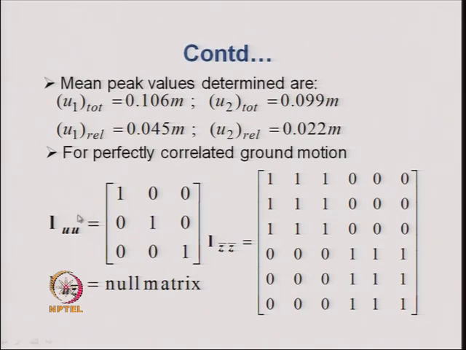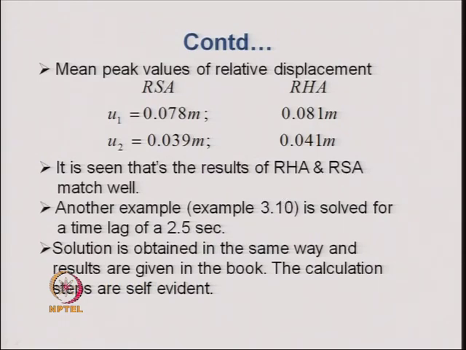In that case, IUU, IZ bar Z bar, and I U Z bar take this particular form. Using those we obtain the values of the mean peak relative displacement by response spectrum method of analysis for U1 and U2. They turn out to be like this.